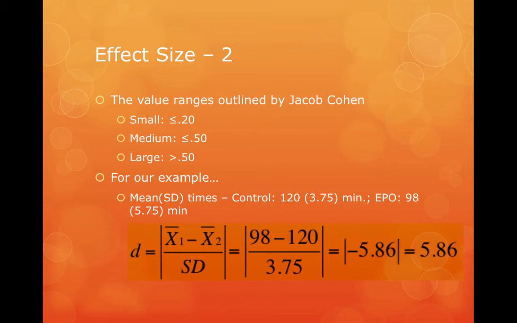Make sure you take the absolute value because you don't want to say that, oh, well, this is actually a very small effect size because it's negative 5.86. Well, no, we took the absolute value. What we're actually looking at is 5.86, which indicates a very large effect size. In fact, a huge effect that EPO had on this cyclist's time.